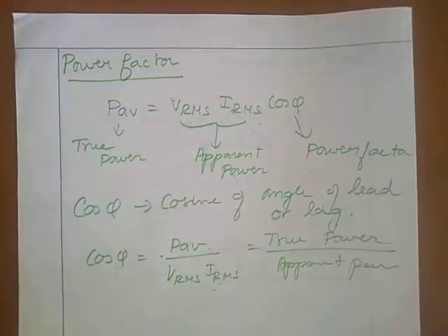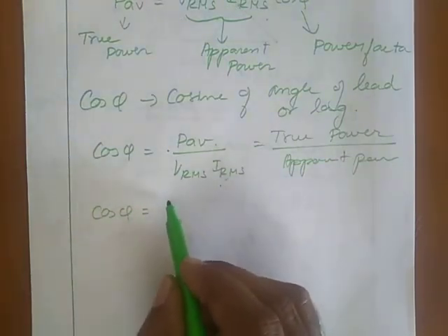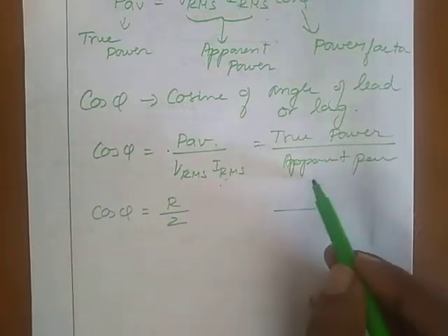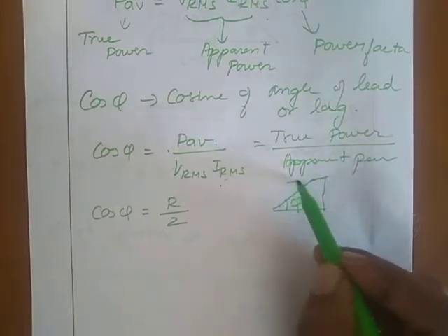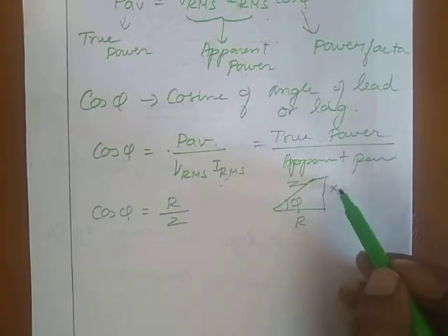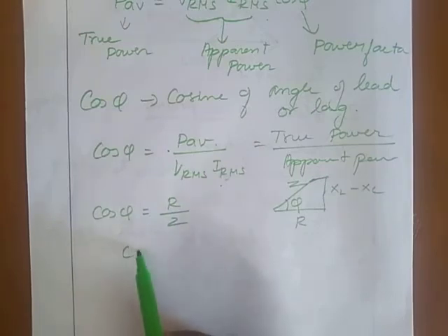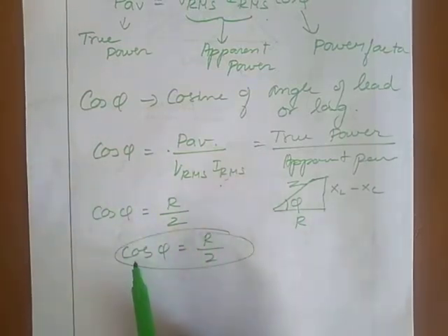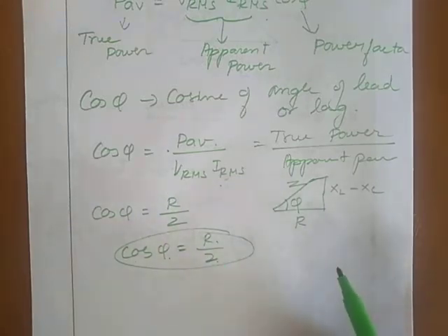Okay, then one more way is there, that is cos phi is equal to R by Z. This is an equation coming from this impedance graph. This is phi, this is Z, this is R, this is XL minus XC. If I consider cos theta, that is cos phi, cos theta is equal to adjacent side by hypotenuse, that is R by Z. Power factor is a ratio of resistance to the impedance of the RLC series circuit.